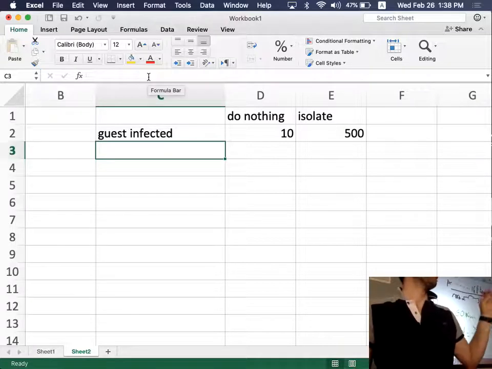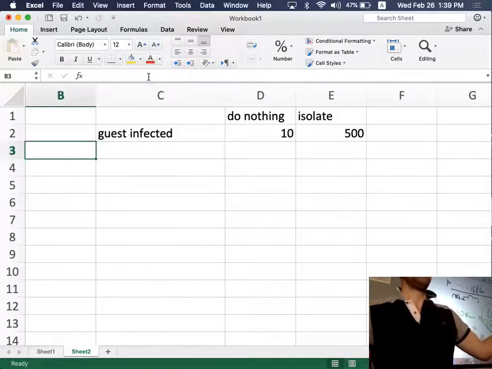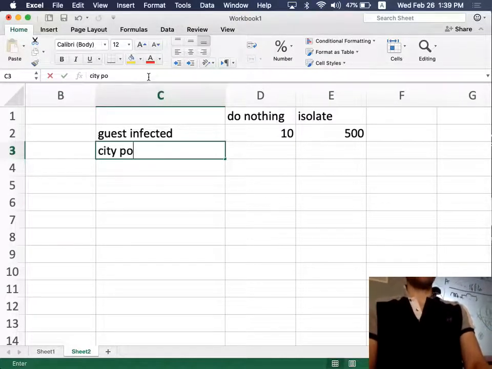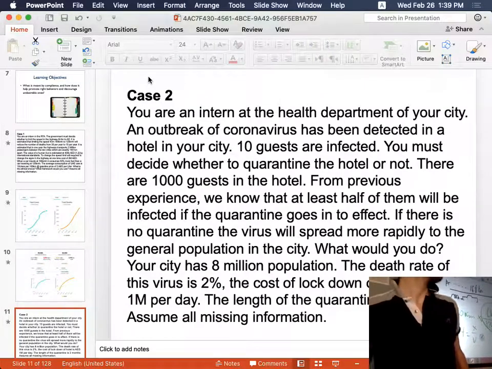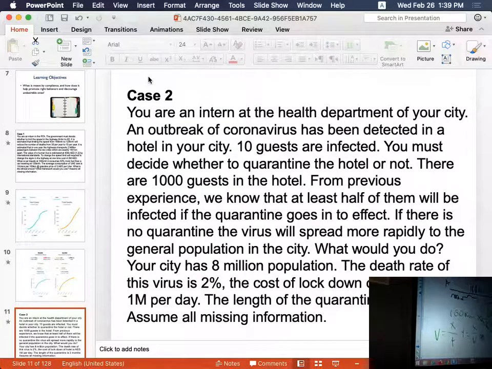Who is important here? The guests, the hotel owner, the population of the city. So let's see. City. If we do nothing, what will happen with the city population? Read carefully what it says. What does it say? So 2% of the population might die.